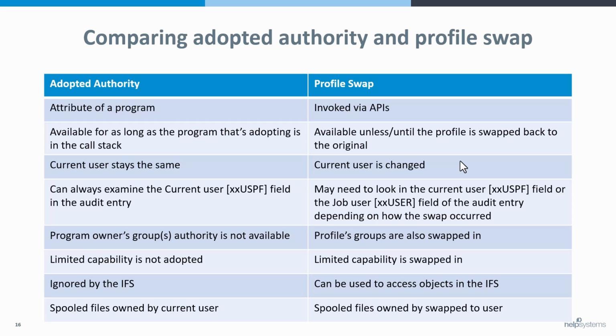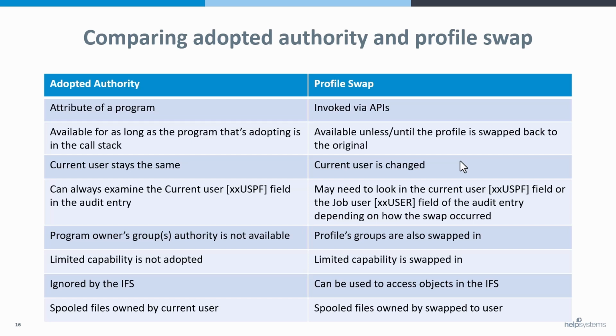When you do a profile swap, whether it is granting command line access with limited capability no, or it is taking command line access away with limited capability yes, that attribute is swapped in. Adoptive authority with programs is ignored by the IFS. It does not cross between the QSYS.LIB file system and the root file system. With profile swap, because you're using user authority, that does access the IFS just as if you had used that user profile to originally authenticate to the system.